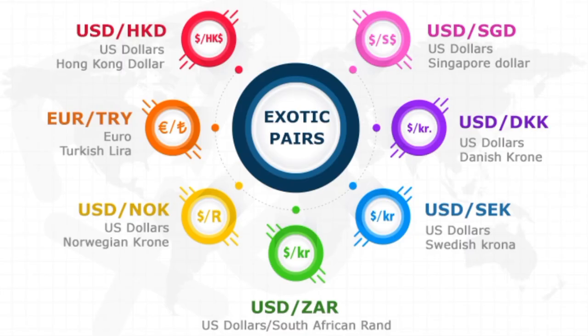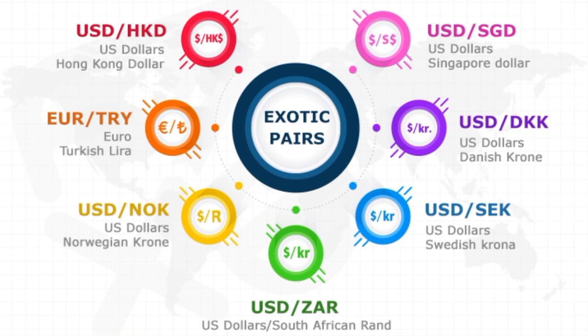So let's move to the exotic pairs. Some pairs are actually exotic pairs. You can see them up here. We have the USD/HKD, which is the US dollar and Hong Kong dollar. We also have EUR/TRY, which is Euro and Turkish Lira. We also have USD/NOK, which is the US dollar and Norwegian Krone. So this is another currency pair that is called exotic.